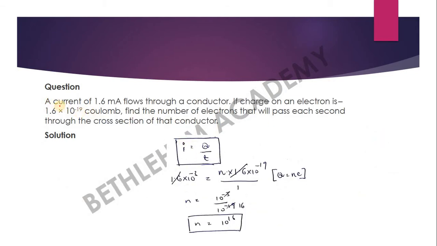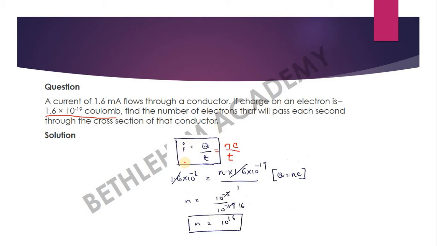The next question talks about a current of 1.6 milliamperes flowing through a conductor. If the charge on an electron is 1.6 into 10 power minus 19 coulombs, find the number of electrons that will pass each second through the cross section of the conductor. Here also we are going to use the same formula, I is equal to Q by T, where Q is equal to NE, so I is equal to NE divided by T. If we are comfortable with this formula, all that we need to do is substitute the information that is given.